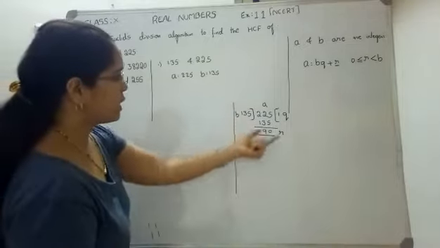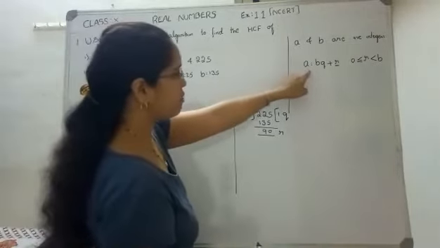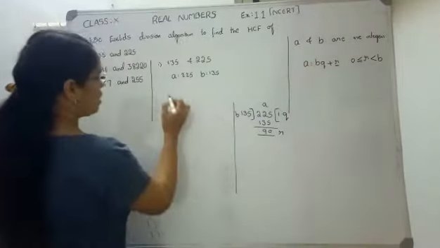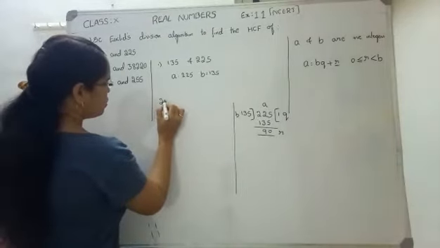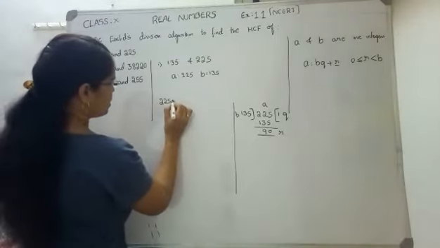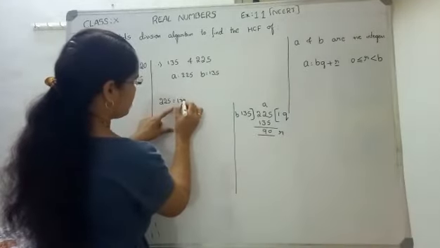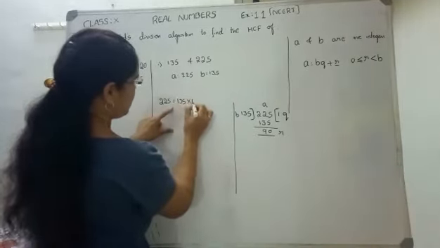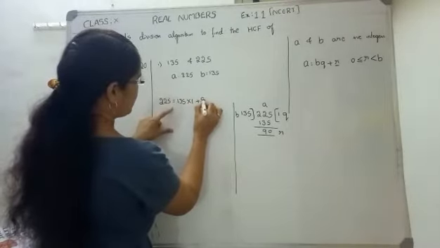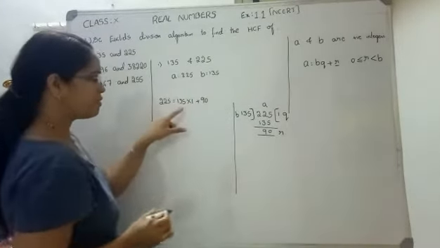Now we are going to arrange these terms in the form a is equal to bq plus r. 225 is equal to, here b is 135, quotient is 1, plus remainder is 90. This is the first step.